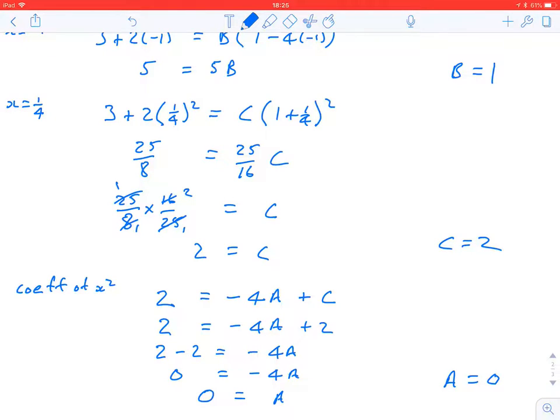It didn't ask us to write out the partial fractions. The question just asked us to find b and c and show that a was equal to 0. And that completes the recap.